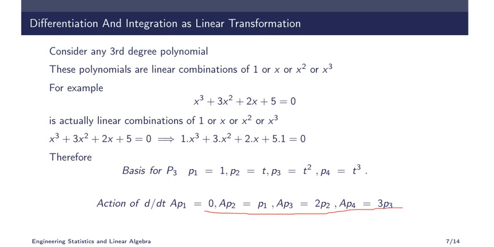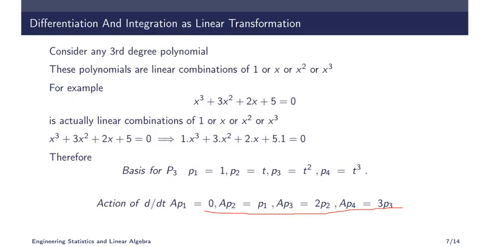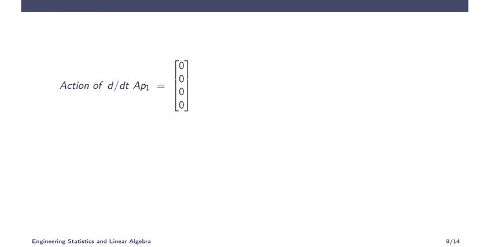Now still these are in polynomial form, not in vector form, right? Only if it is in vector form can we relate it to matrices, but we can write this in vector form. AP1 is 0, so I can write AP1 as a column matrix of zeros, since the coefficient for all elements is 0.